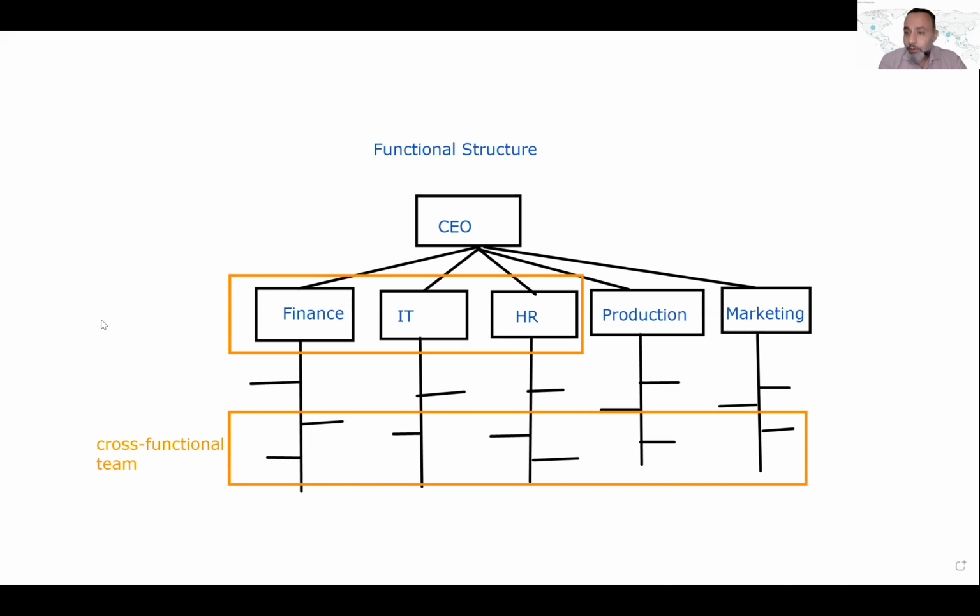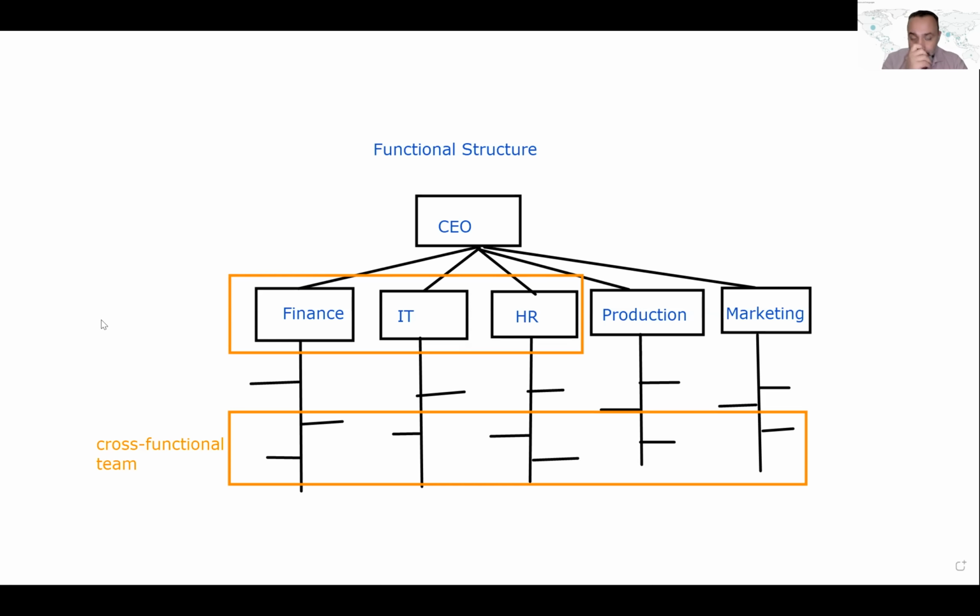And we do this project. This is the way of doing projects in the functional structure. Now, do you think that this way of doing project is the best way of doing project? Does this structure help and support project management? What do you think? The answer is no, for many reasons.